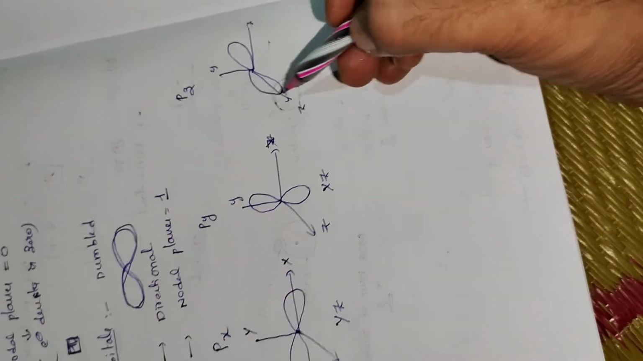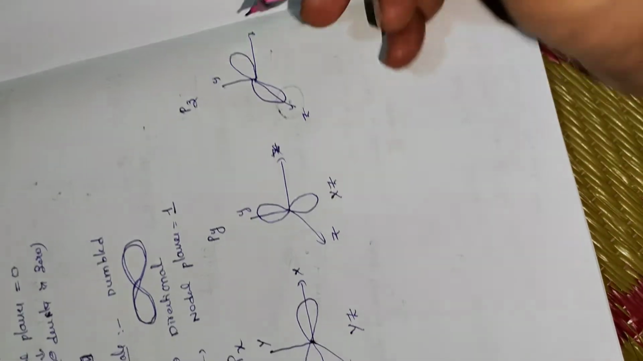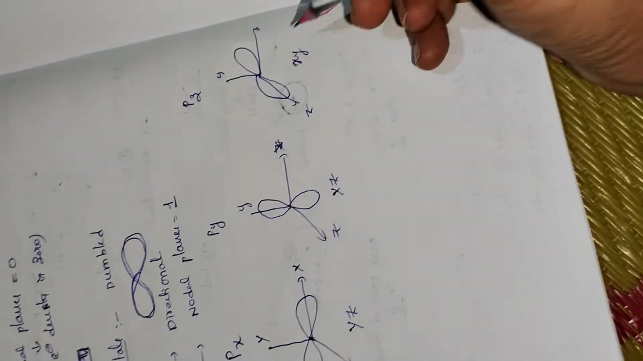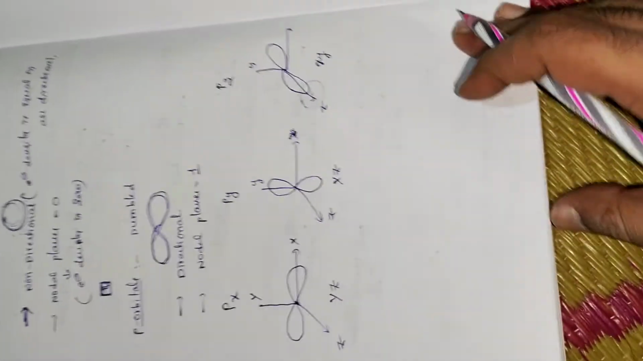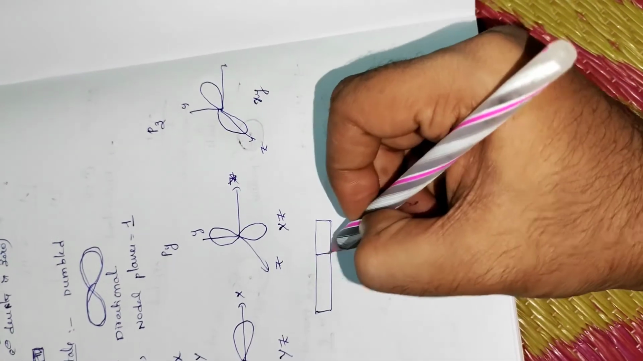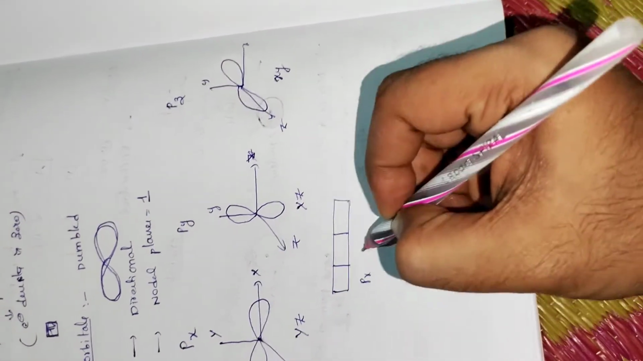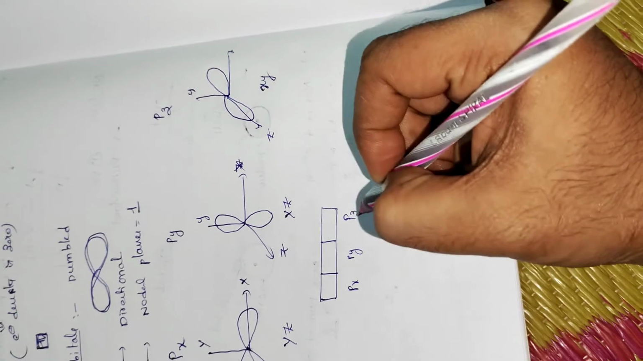In pz, electron density is present on the z-axis. There is none on the x and y axis. Here the nodal plane is xy. The p subshell is converted into 3 orbitals: px, py, pz.